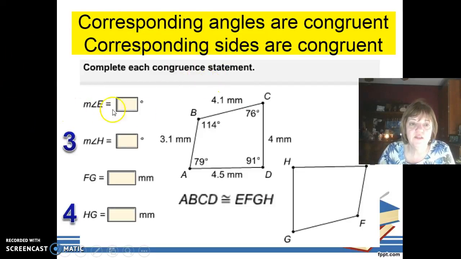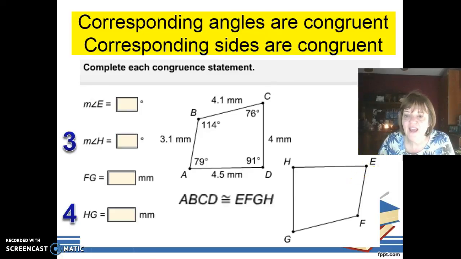So first of all, this one's asking for the measure of angle E. So let's look. Angle E. Oh, it's over here. Sorry, I covered that up a little. There we go. Angle E right here. All right, so what is angle E corresponding to? Let's look in our little statement here. E is the first one, A is the first. So it's A. Oh, cool.